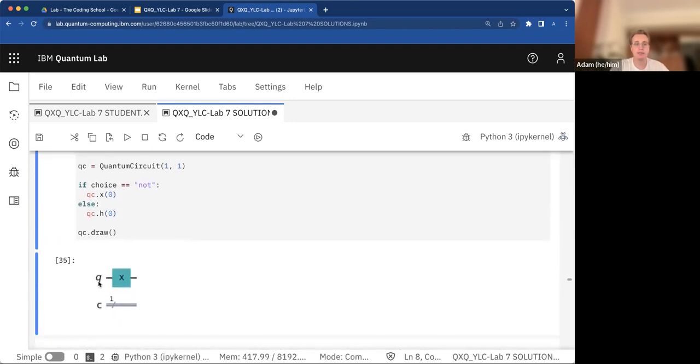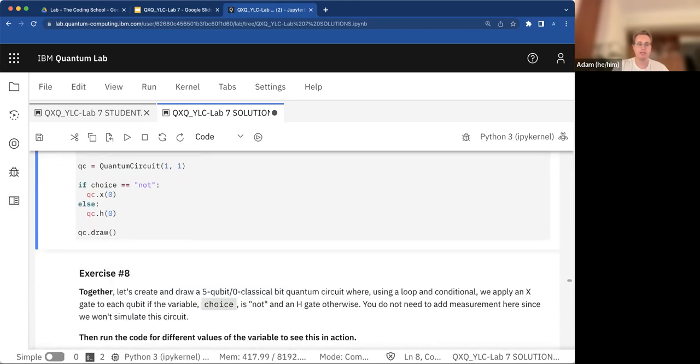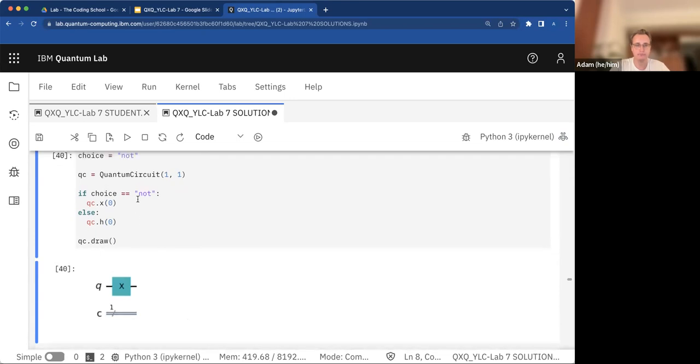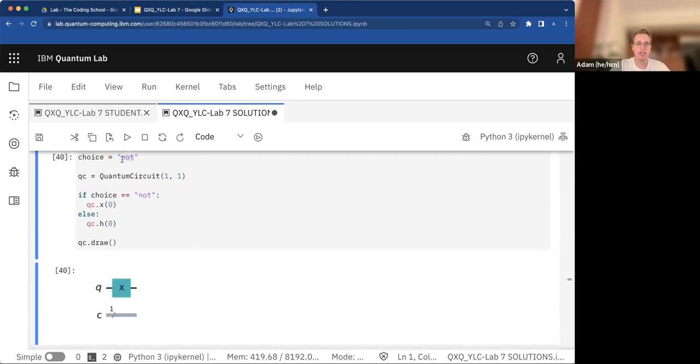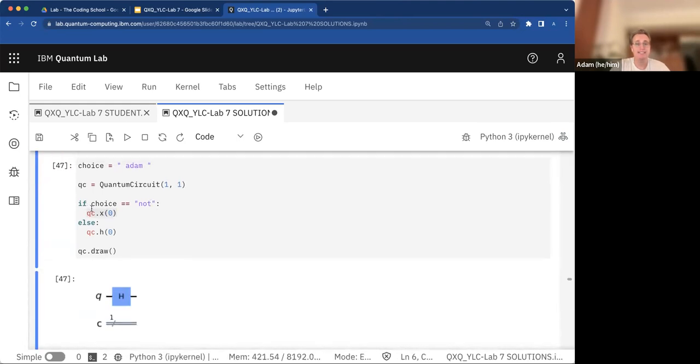So if we run this currently, it applies an x gate. And every single time I run this, it's the exact same circuit, nothing different, nothing special. The beauty of this is that I can change this up here, and I can say choice is whatever else I want it to be. Let's just call it Adam. In this case, now it switches to an h gate. And every single time I run it, I get an h gate, because now Adam does not equal this string. So we go to the else. And this is a way to make a different circuit depending on the outcome.